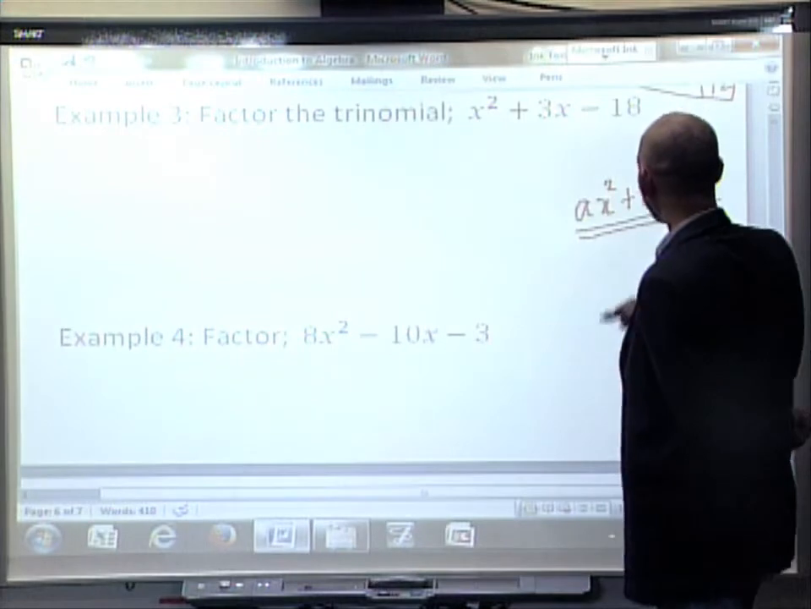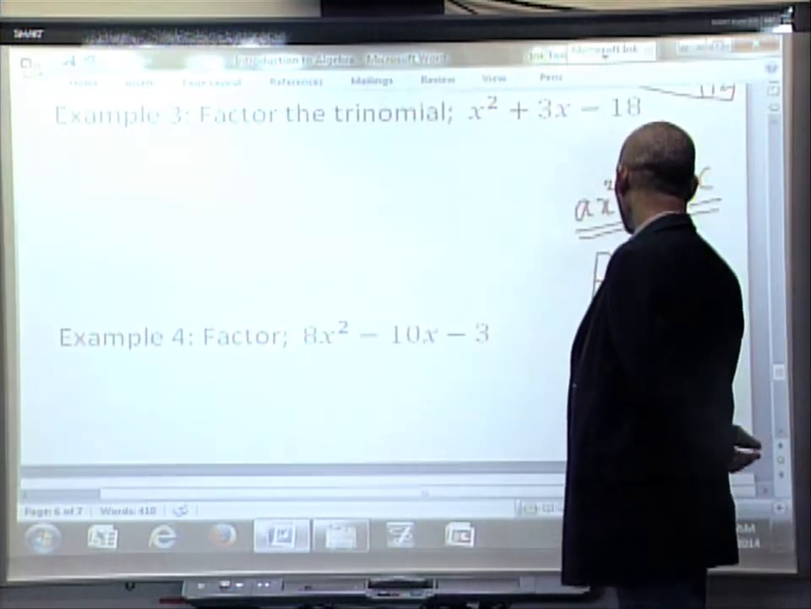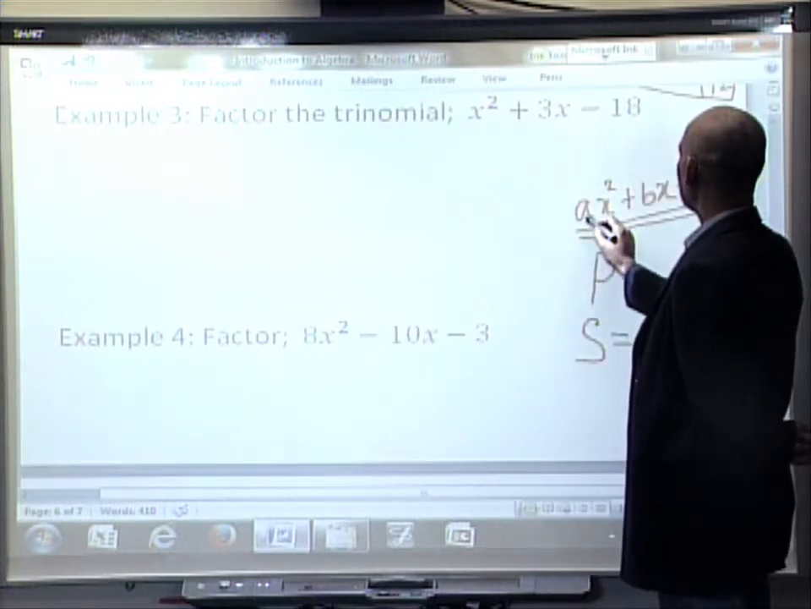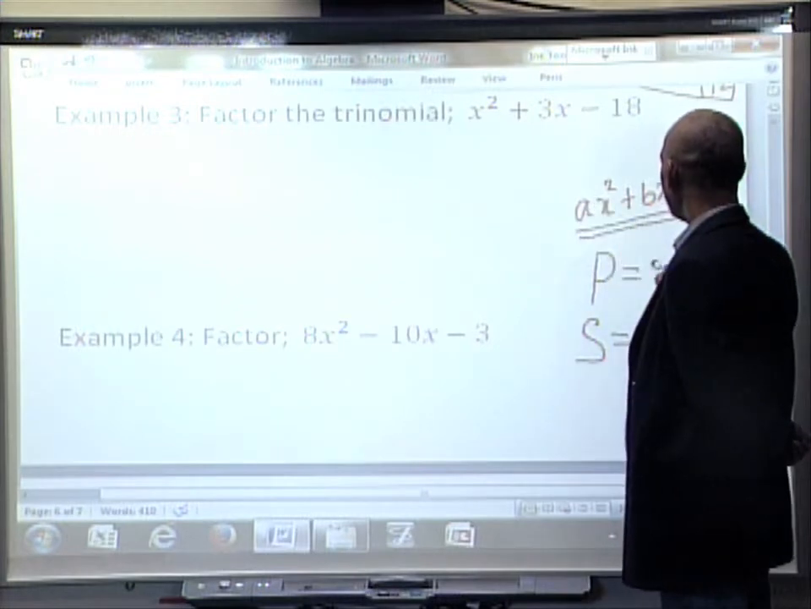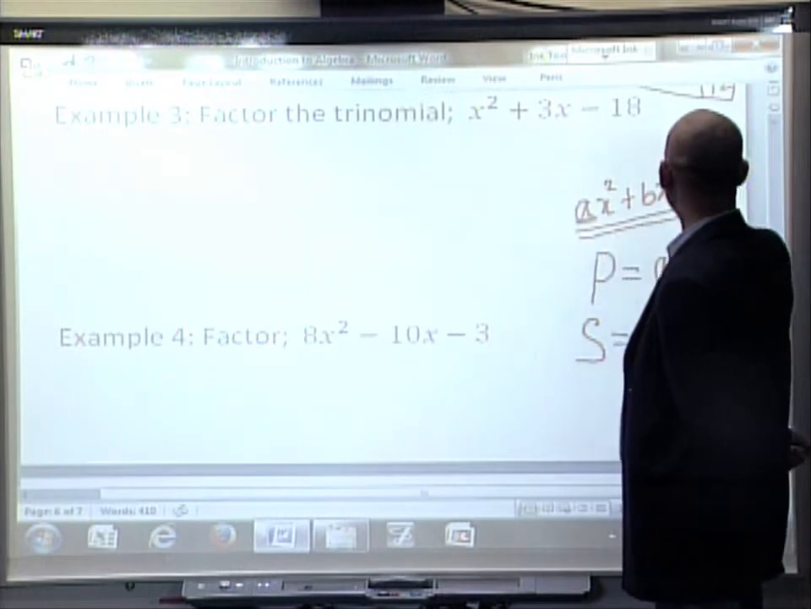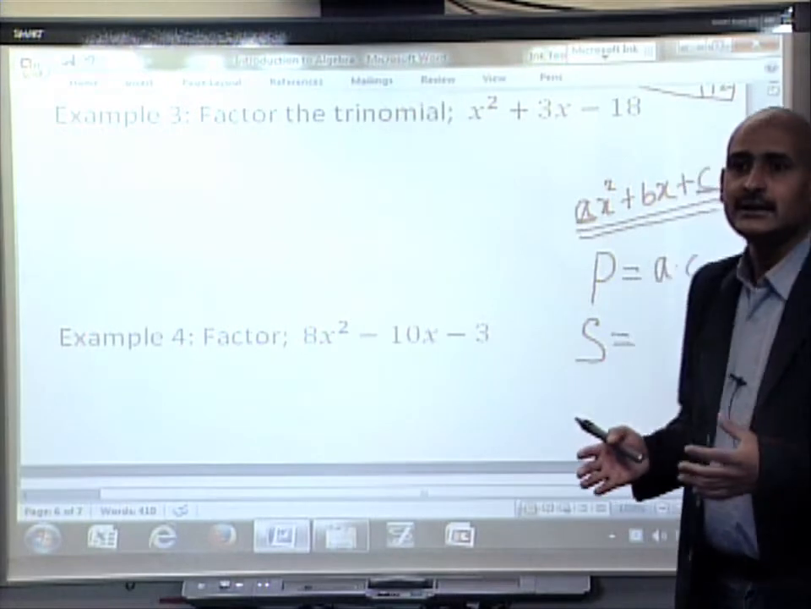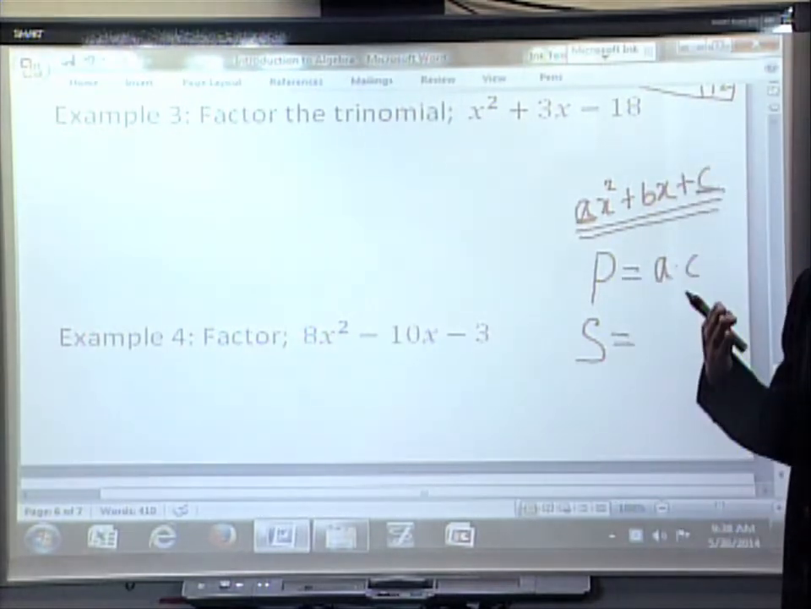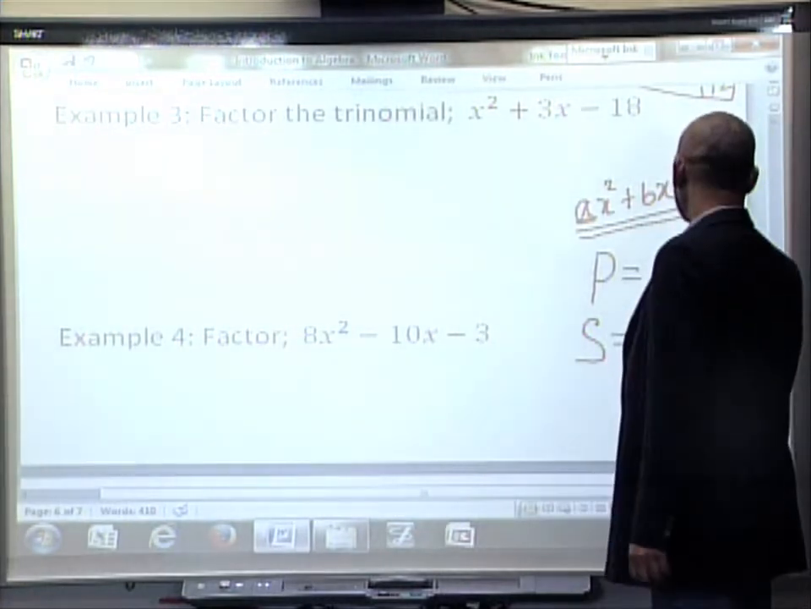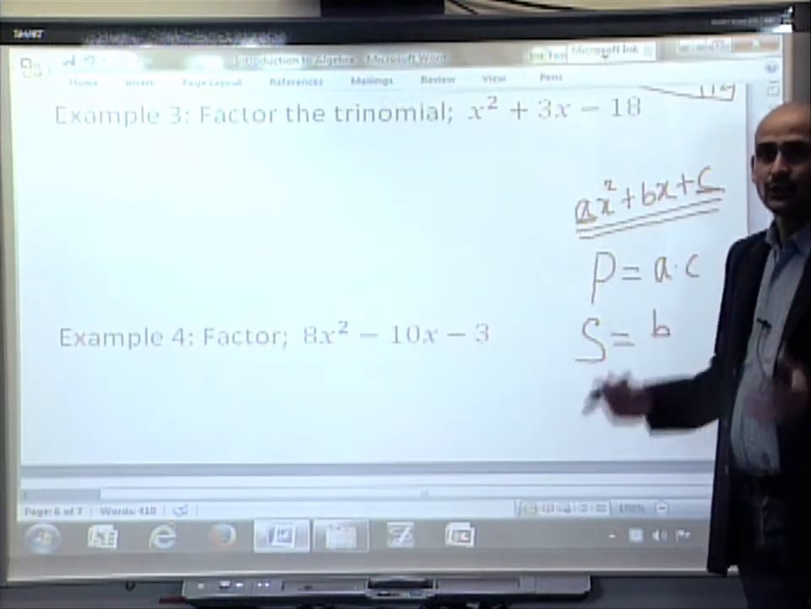What we have to do is find two quantities. One I'll be calling the product, another I'll be calling the sum. Product means it is a times c. Whatever number we get by multiplying a and c, that is what I am calling the product, and I am writing p for it. And the sum is b, the number that multiplies x.